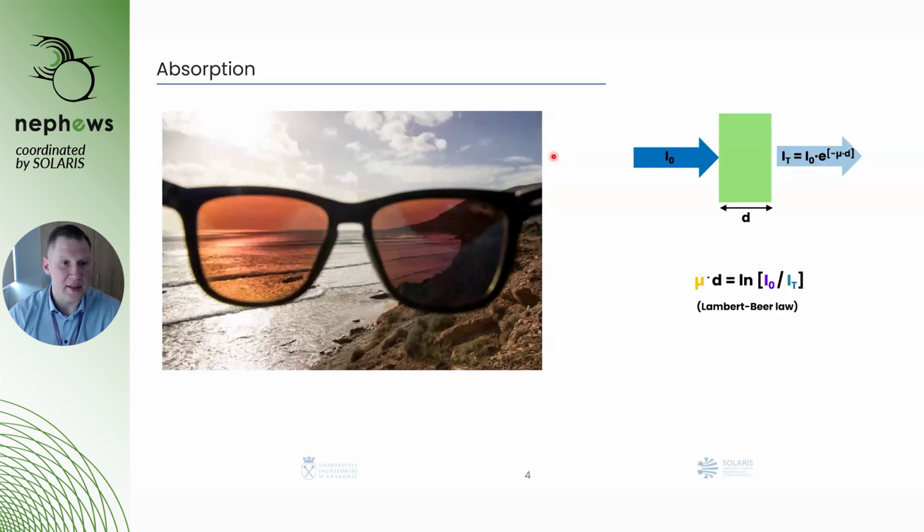Imagine that you are sitting on a sunny beach close to the sea and you are wearing sunglasses. Your sunglasses decrease the intensity of sunlight which is going to your eyes. We can present the same with this schematic representation: we have the intensity of a light I0, coming through an object with some defined thickness, and its intensity decreases, and we can define the absorption of this material or of this sample by the very well-known Lambert-Beer law.